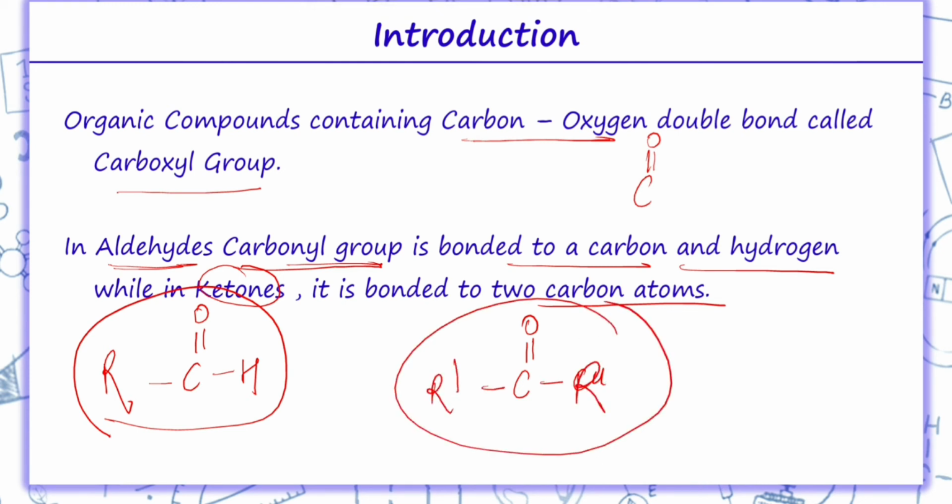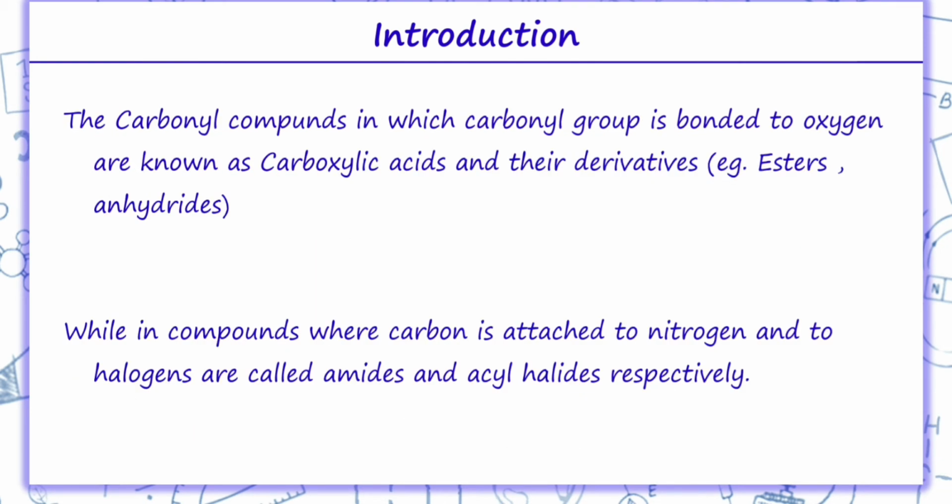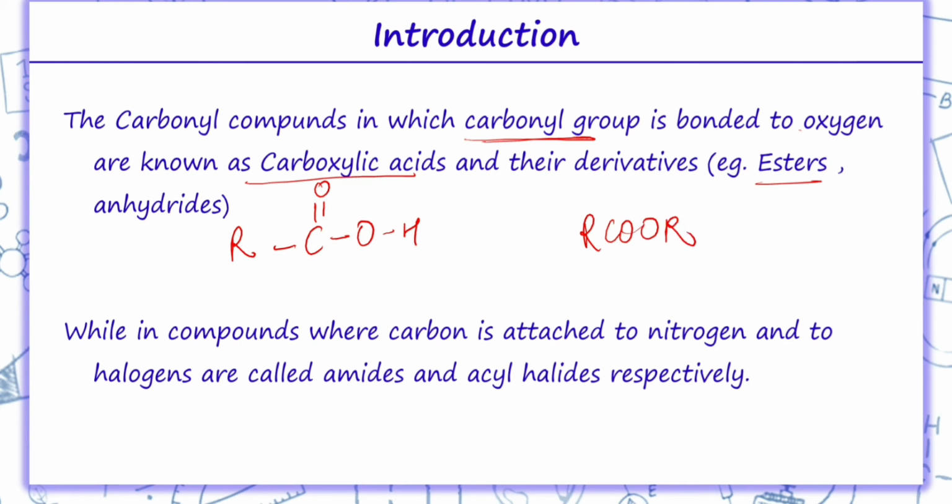This is ketone. The carbonyl compounds in which carbonyl group is bonded to oxygen are known as carboxylic acids and their derivatives. Like if it is RCOOH, this is known as carboxylic acid. Similarly, esters where we have RCOOR, and anhydrides, these are the derivatives of acids, that is RCOOCOR.